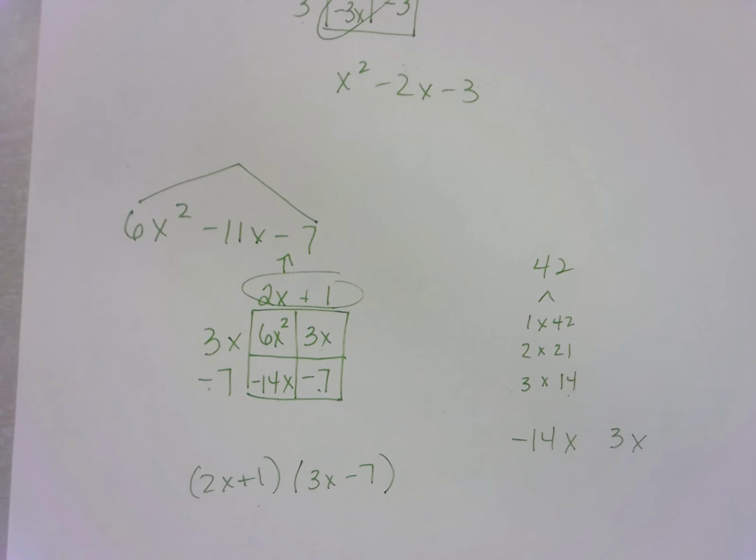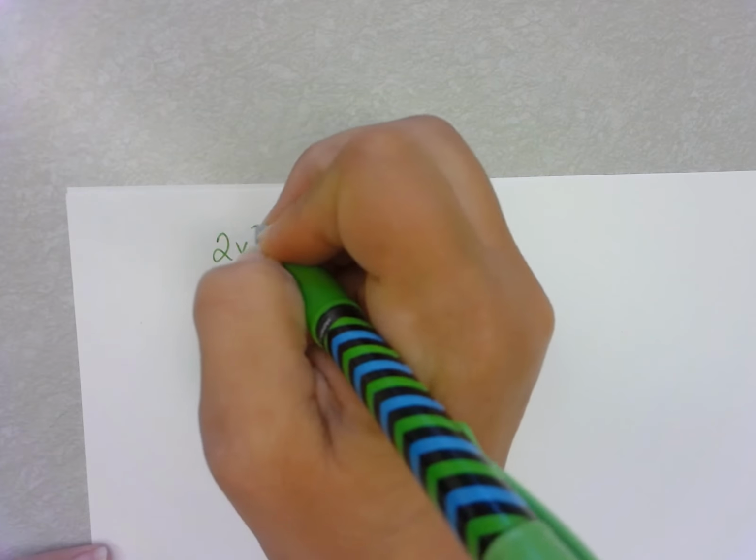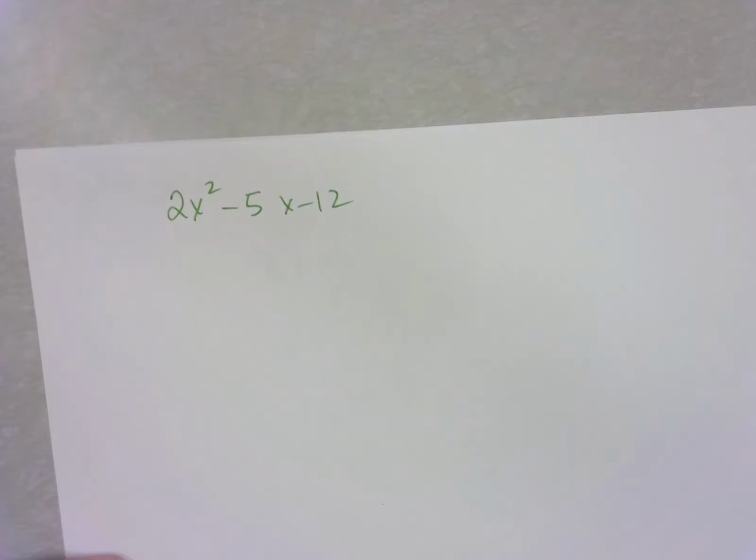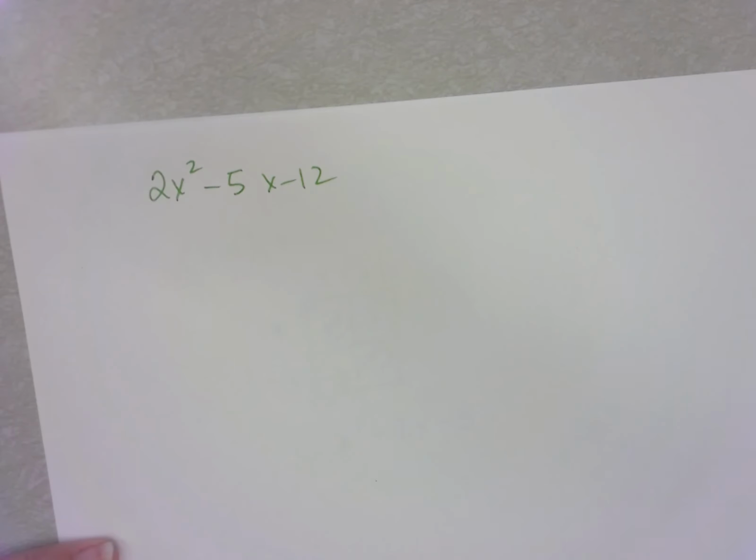Right? So let me just do a couple of examples like that, so we get the hang of it. All right, so let's do another example like that. I'm just factoring, that's why there's no equal sign, and I'm not setting them equal to 0 or anything. I'm just factoring. Okay, so I want to factor 2x squared minus 5x minus 12.